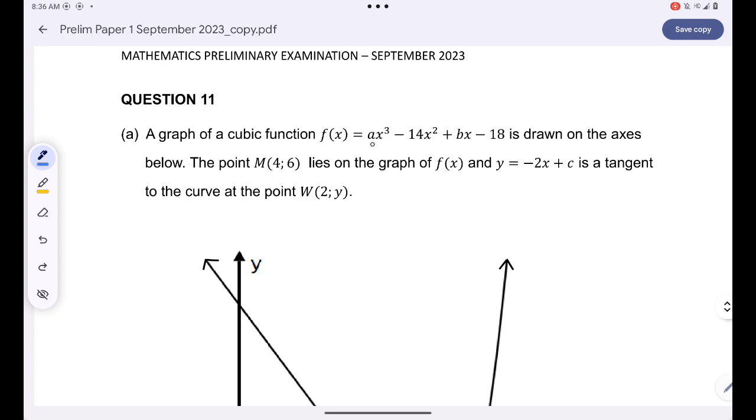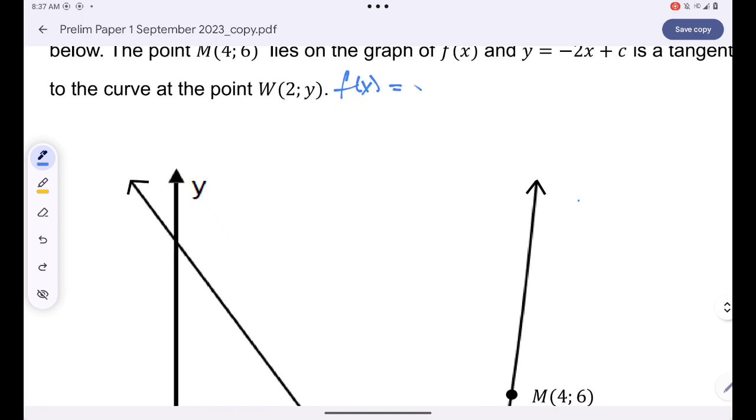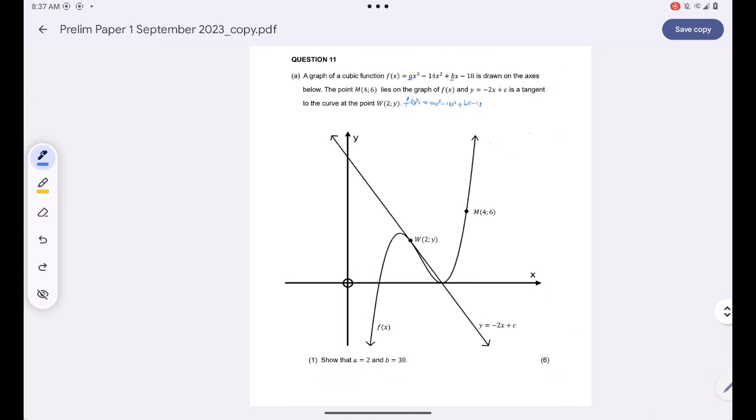Both a and b, guys. a is the coefficient of x cubed and b is just the coefficient of x. Remember that the equation of our graph f of x is given to us as ax cubed minus 14x squared plus bx minus 18. Are you together?